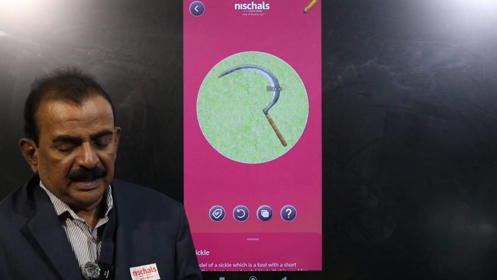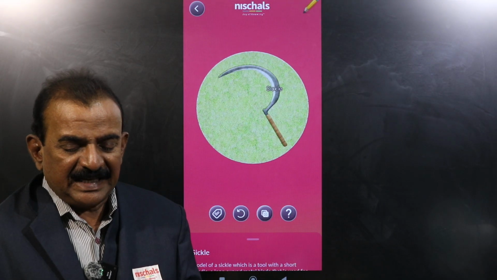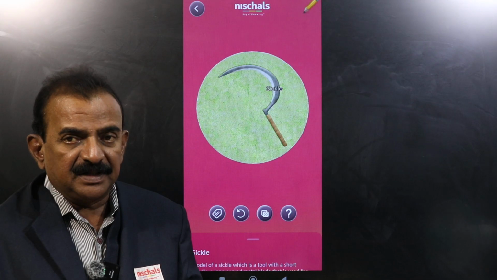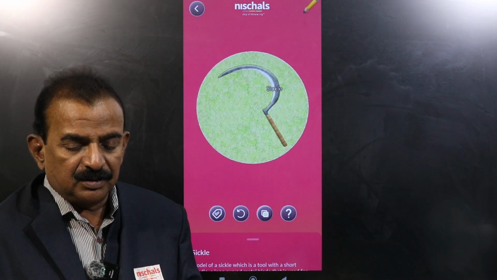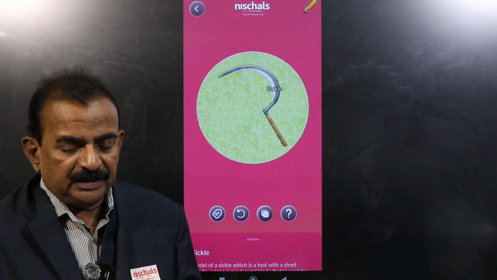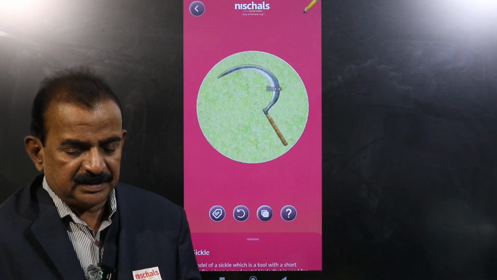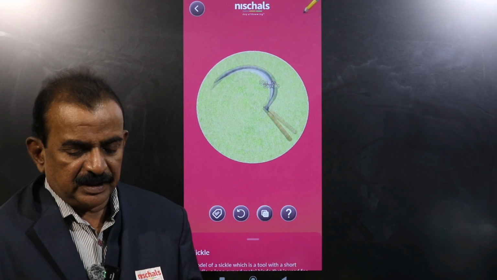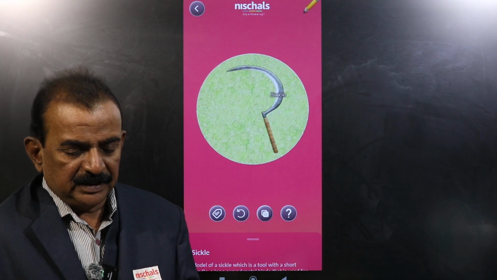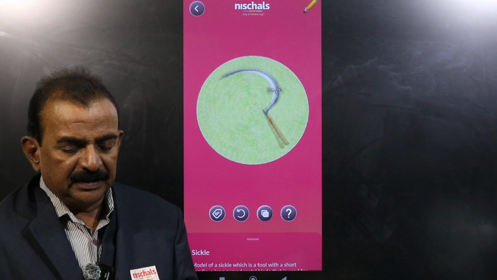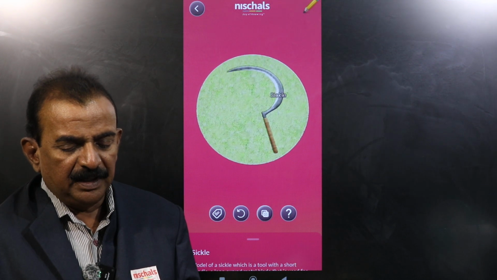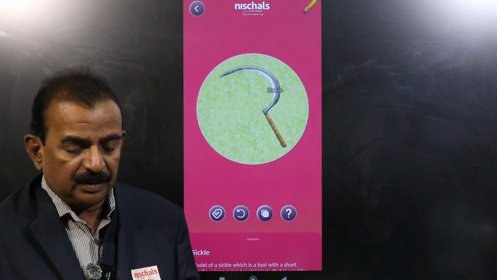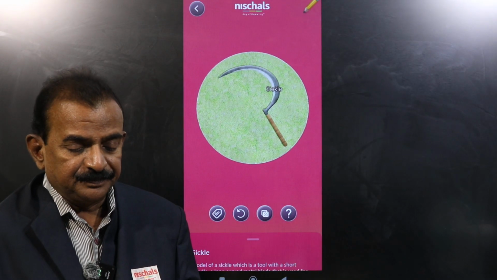This is a sickle, and a sickle has serrated edges and sharp edges, and on the other side you see a wooden handle. So this is the 3D model of a sickle. It has sharp edges and also a wooden handle. This instrument is useful to cut the mature crop and to collect the seeds.